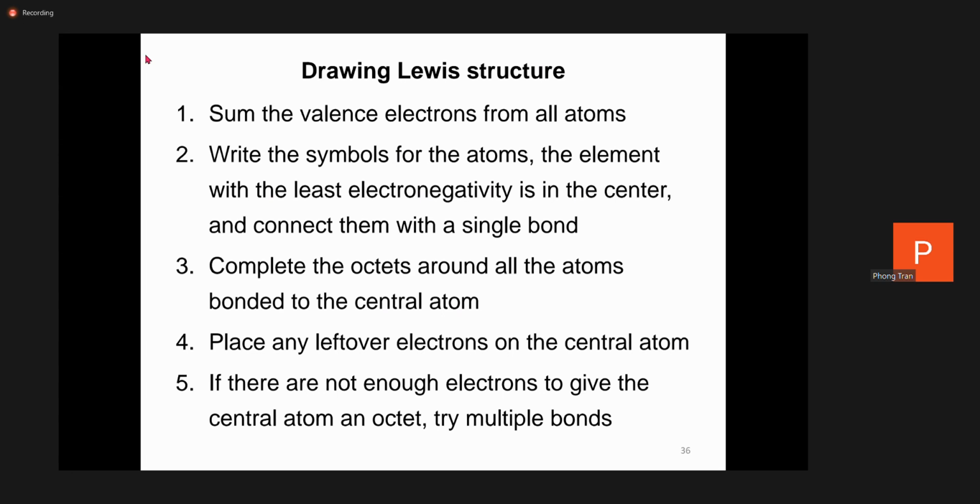So here are the rules you can use to draw the Lewis structure of one chemical compound. First, when we talk about the bonding in chemical compounds, we focus only on the valence electrons.